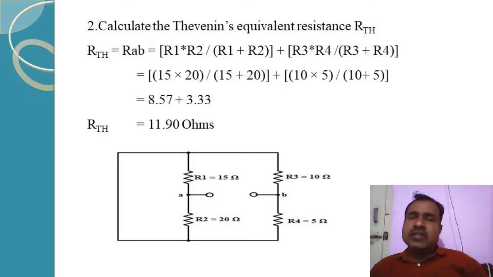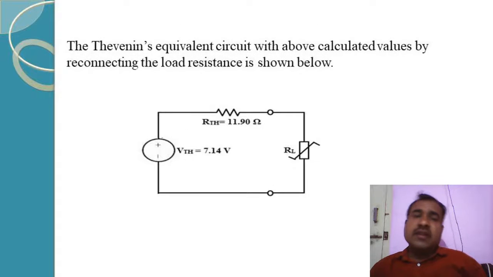So RTH is equal to RAB, that is R1 into R2 divided by R1 plus R2, plus, in series, R3 into R4 divided by R3 plus R4. Substituting all the values, we get 8.57 plus 3.33, that is equal to 11.90 ohms. Now this is the RTH. Now redraw the Thevenin's equivalent circuit. VTH is 7.14 volts, RTH is 11.90 ohms, and connect back the load resistance.